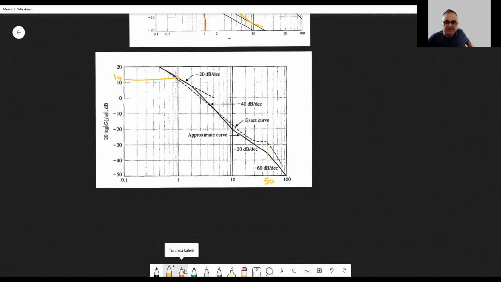Slope becomes -60, because you have the quadratic term added up there. So this is the approximate curve, that is, these are the asymptotes, the straight line curve. Okay. And here you have 2, you have 1. These are the important ones: 1, 2, 10, and 50 frequencies. Now, you have to draw the exact curve.